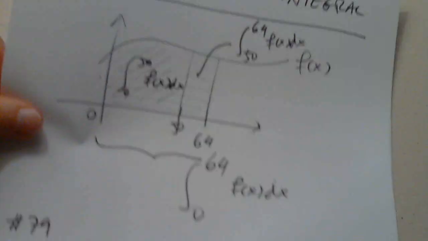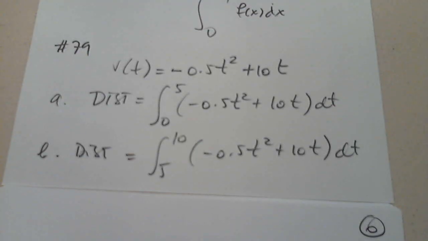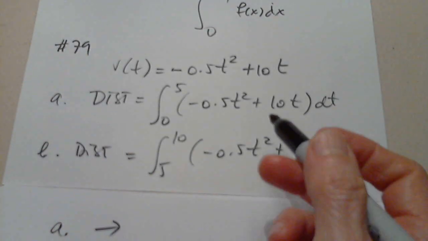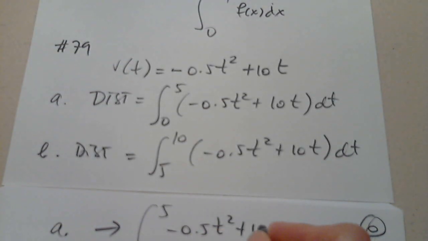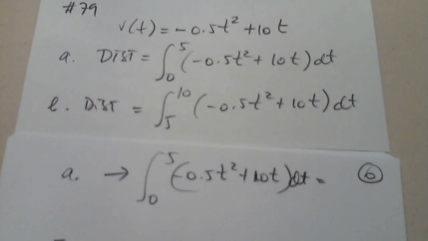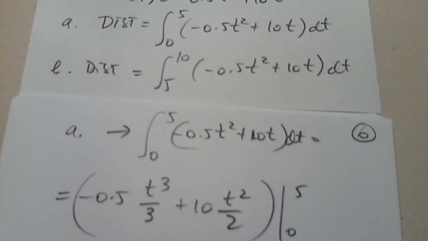Ready for this one? Yes? No? So for part A, what do we get? The integral from 0 to 5 of negative 0.5 t squared plus 10t dt. So this is negative 0.5 t to the third over 3 plus 10 t squared over 2 from 0 to 5, which I like because it's polynomial and I only need to plug in 5, because when I plug in 0, the whole thing is 0.